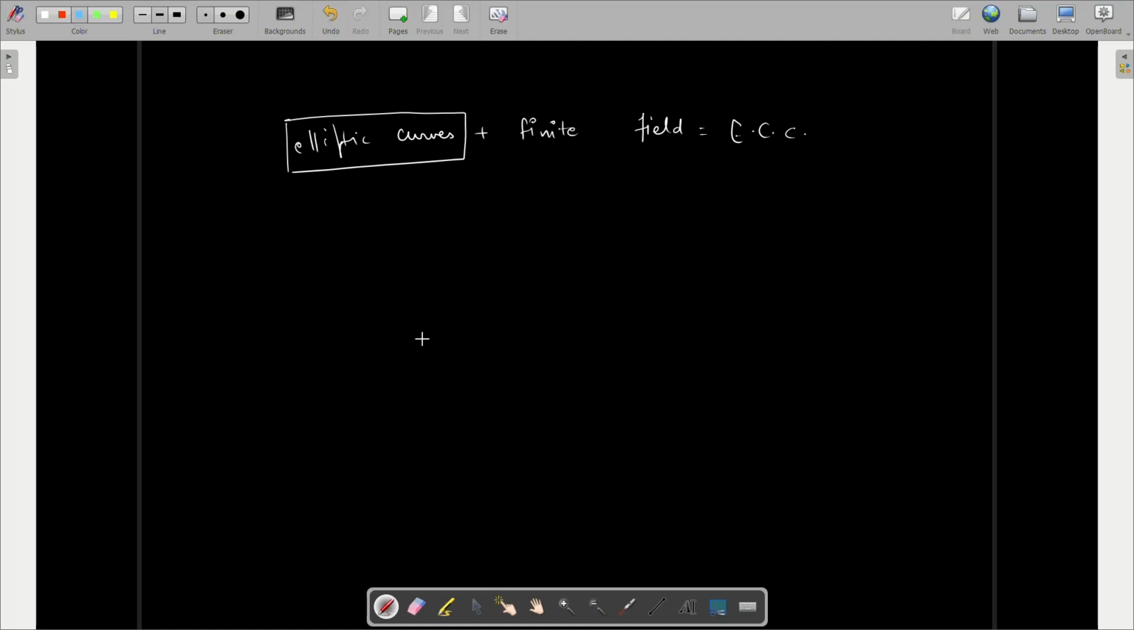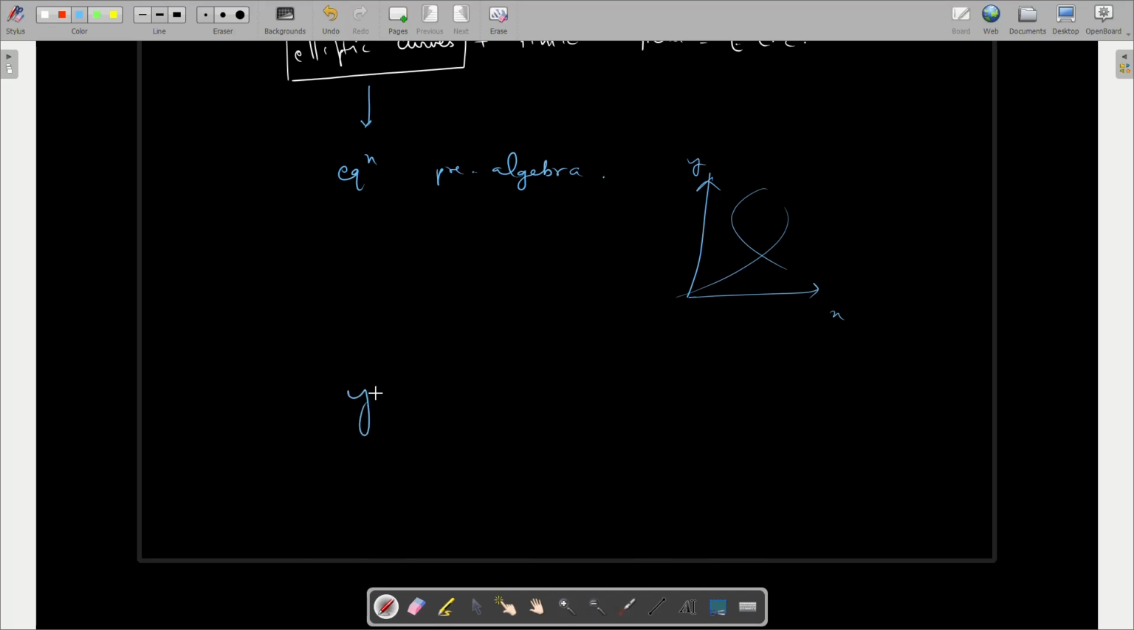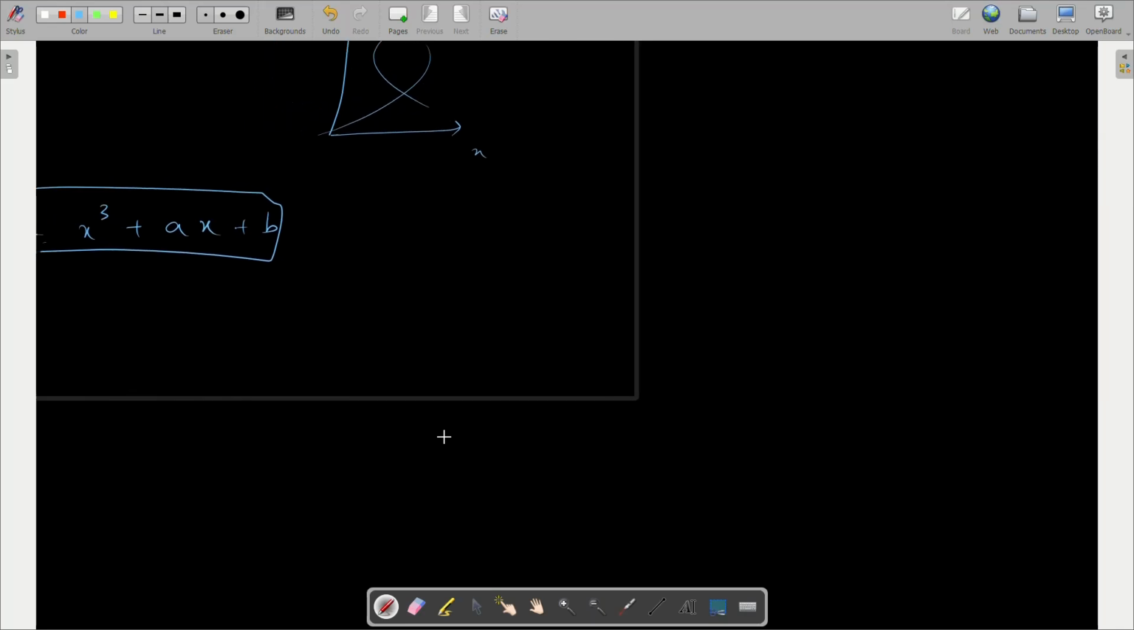Elliptic curves are basically like the equations that you might have seen in pre-algebra. They have the y-axis on one side and the x-axis on the other side, and there is some sort of form that you can create. For example, elliptic curves can look somewhat like this: y square is x cube plus ax plus b. This can be a form for elliptic curves. You might have worked with equations that look similar to this.